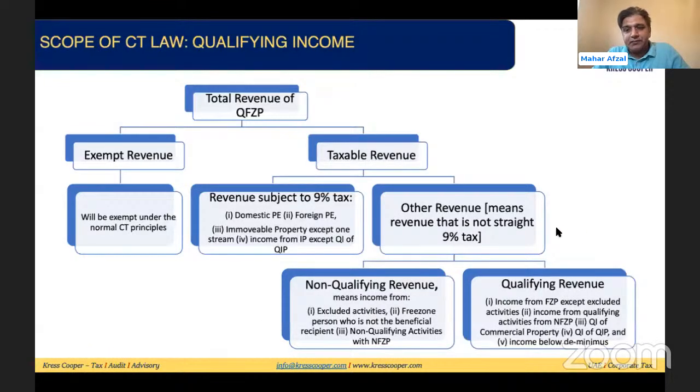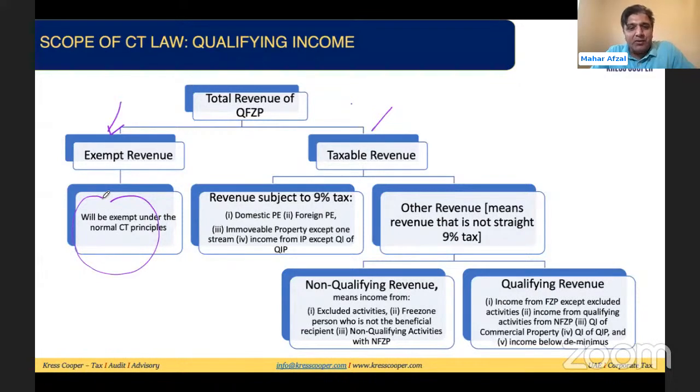So just look into this diagram, which is a very important thing. If we're asking what is the total income of the qualifying free zone person, the total revenue of the qualifying free zone person can be classified into the exempt revenue, or it can be classified into the taxable revenue. Here is the exempt revenue, here is the tax revenue. This exempt revenue will be treated exactly as per the general rules of the corporate tax.